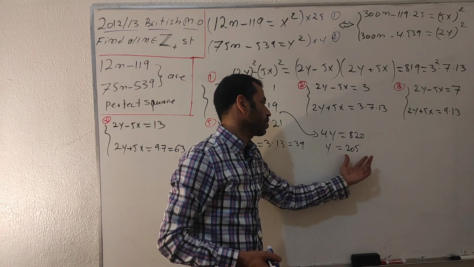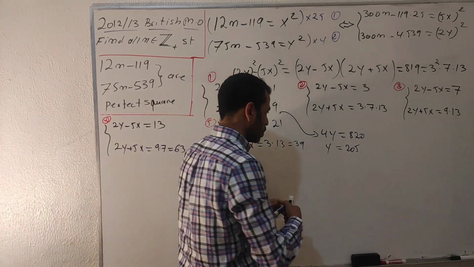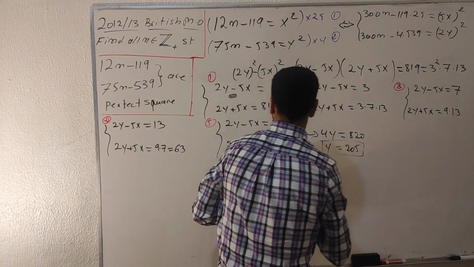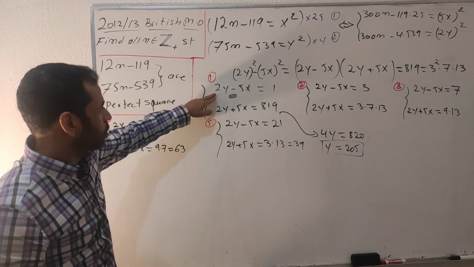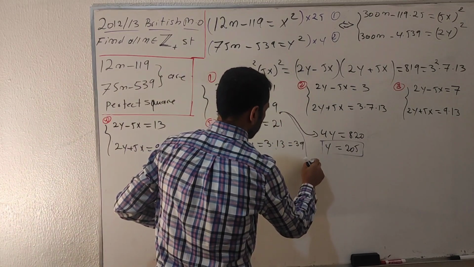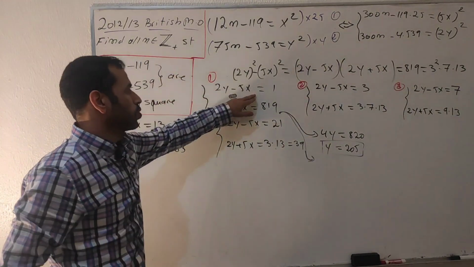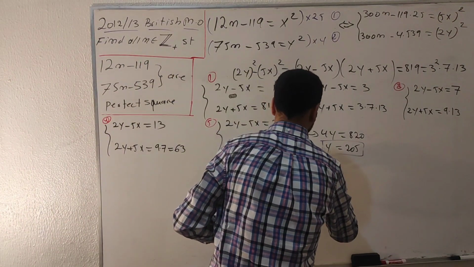20 divided by 4 is giving us 5, which is y equals 205. So taking this value of y and inserting it back into the same equation to find x. It's better to use the first equation because we have number 1 here.